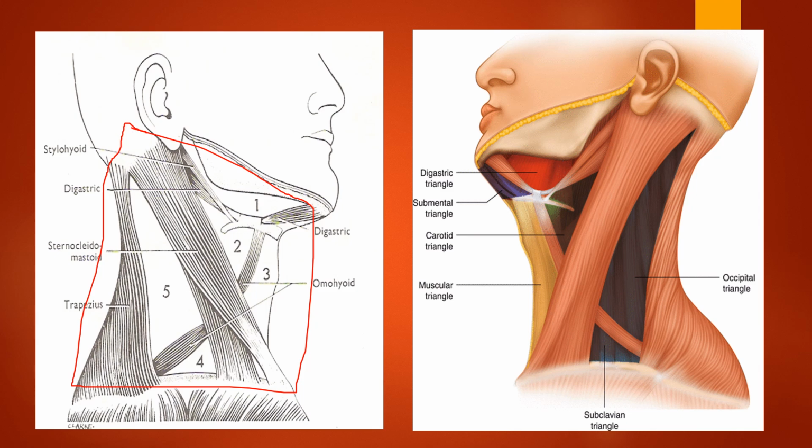shape. That is going to be divided into two triangles by means of the sternocleidomastoid muscle. This is going to be the sternocleidomastoid muscle. Why do we call it sternocleidomastoid? Because it is attached to the sternum, clavicle, so cleido, and mastoid process. That is why we are calling it the sternocleidomastoid muscle.